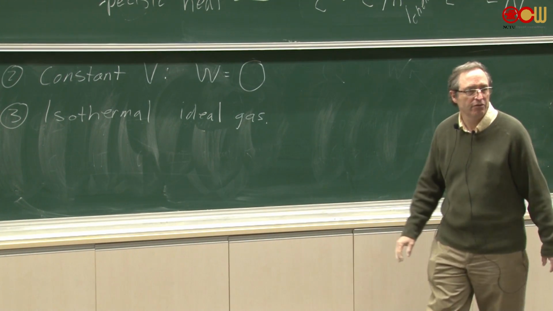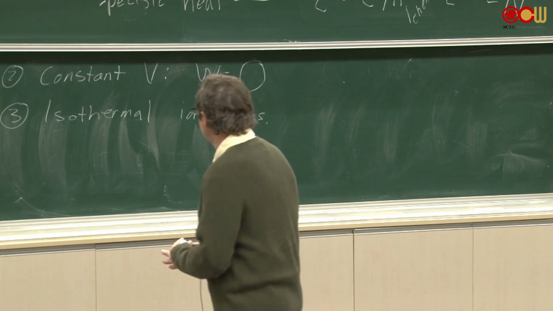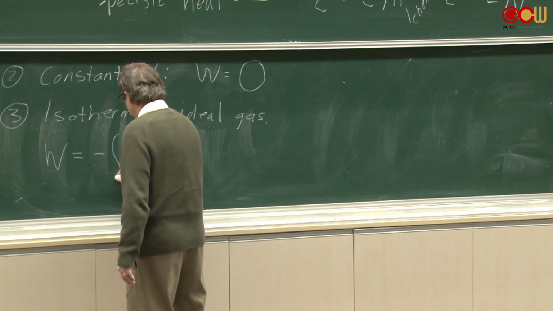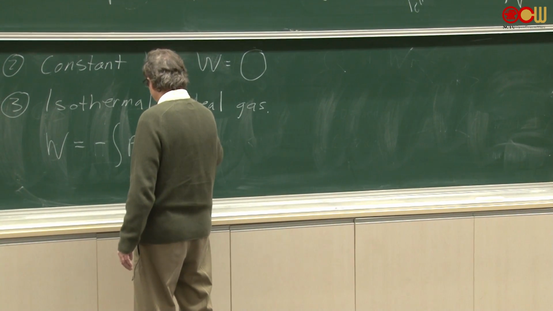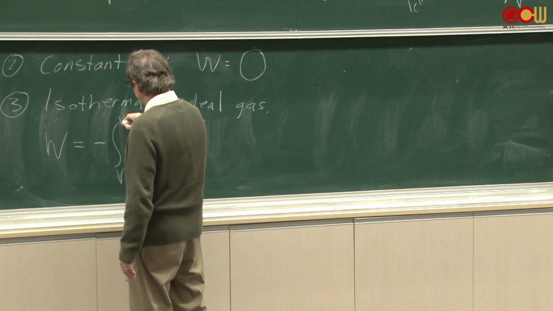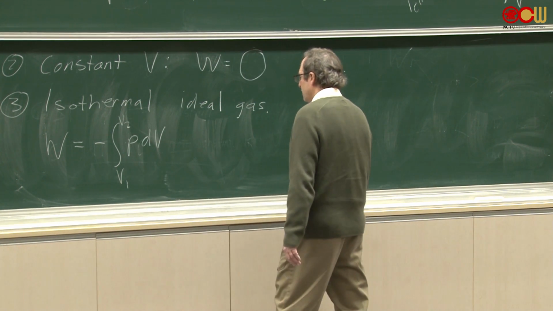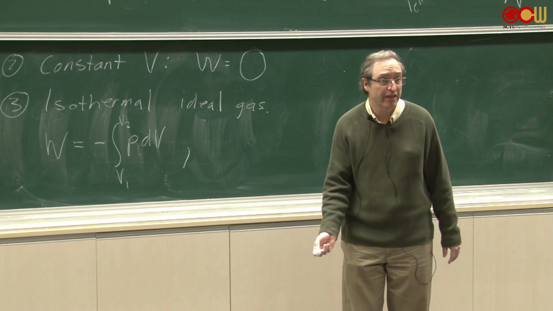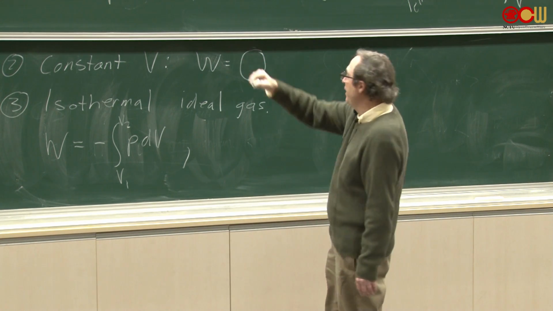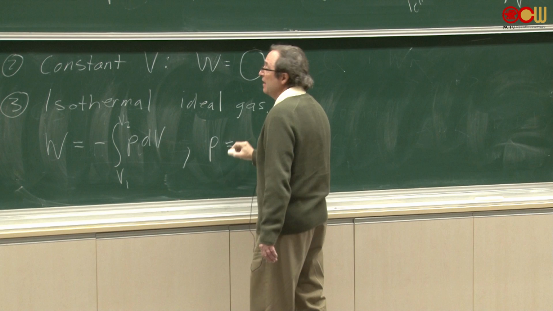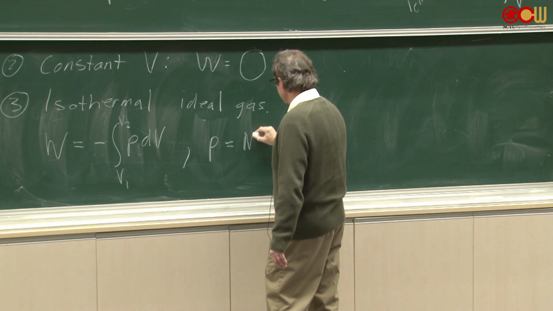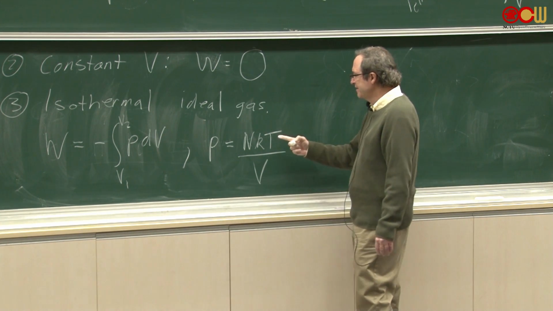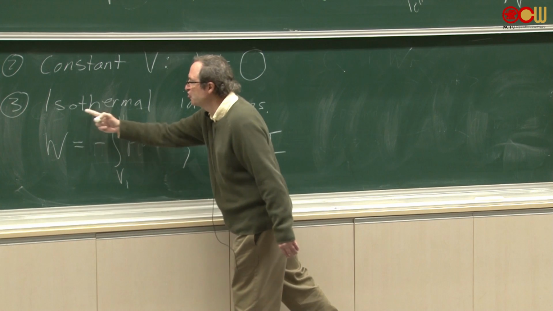Because many of you are just learning about it, I'll do it carefully. So we have W equals minus the integral P dV from, let's say, V1 to V2. So we have to solve for P in the ideal gas. Where's the ideal gas? Right up there. P is equal to NkT over V. All right? T is constant, isothermal.